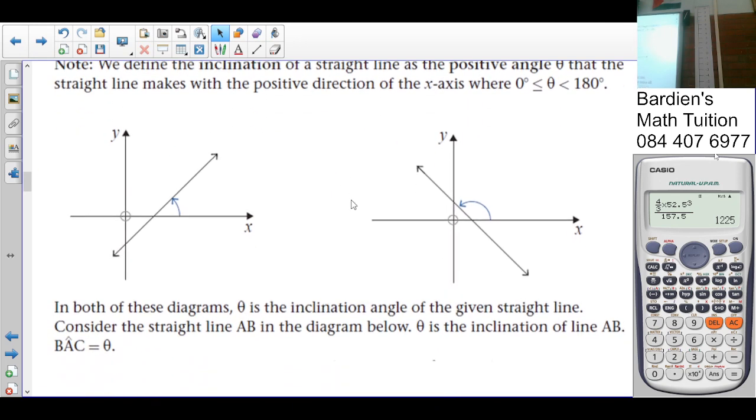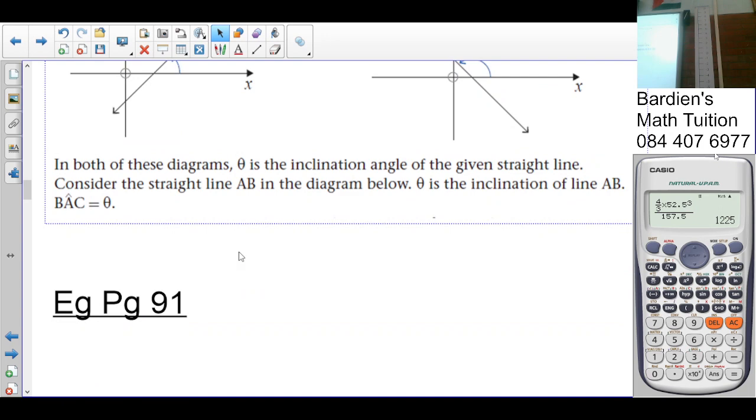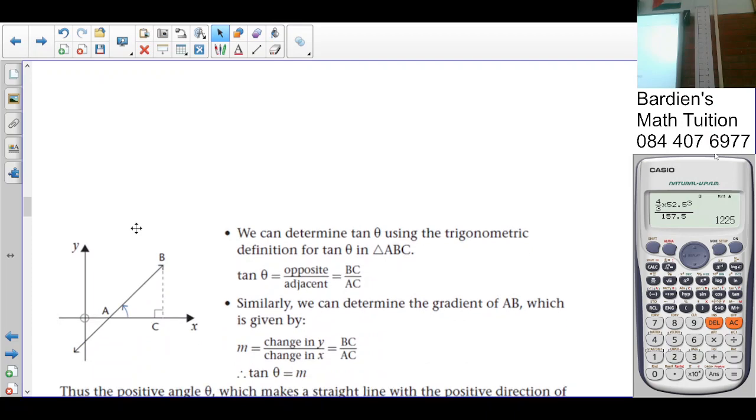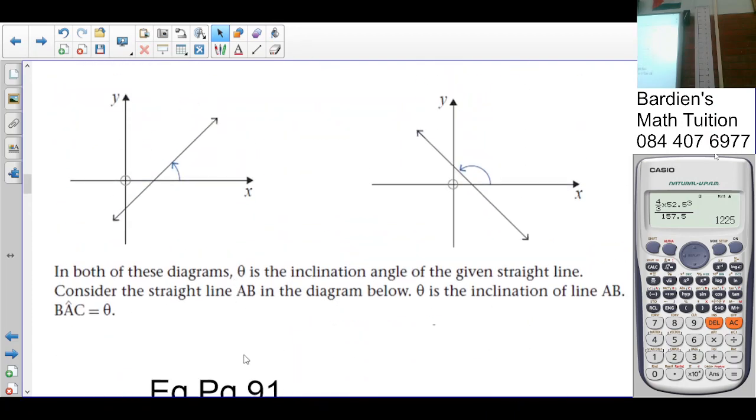Now we can make two diagrams here quickly. He says in both of these diagrams, theta is the inclination angle of the given straight line. Consider the straight line AB, which is this line here, in the diagram below. Theta is the inclination of AB, angle BAC is theta. So basically what they're referring to is that this angle here is your inclination angle. Can you see that, people?